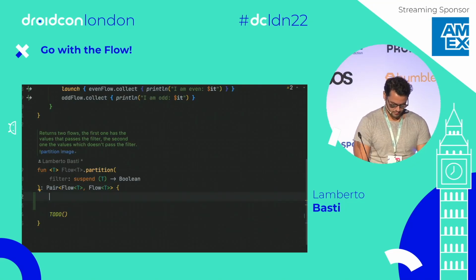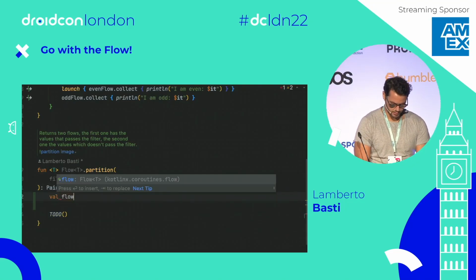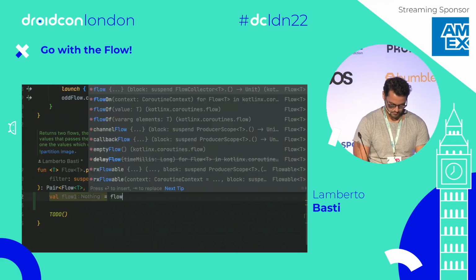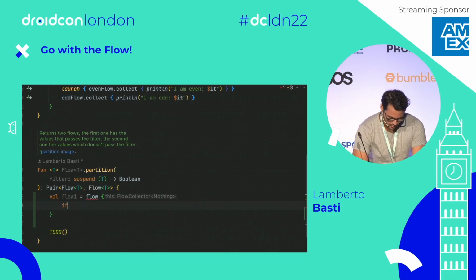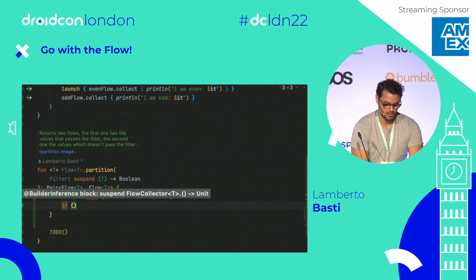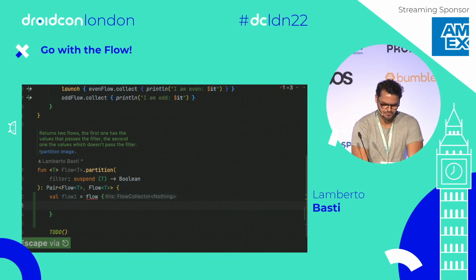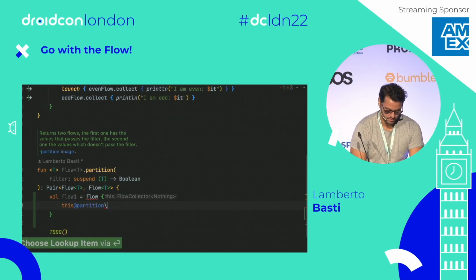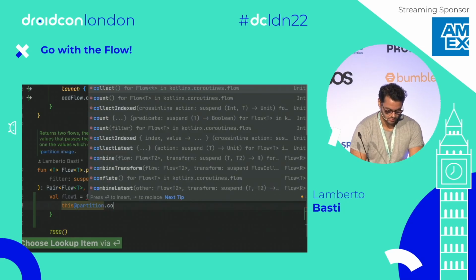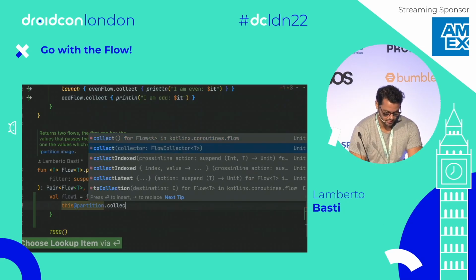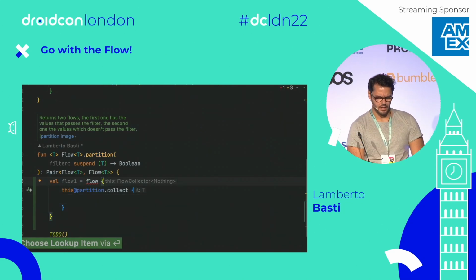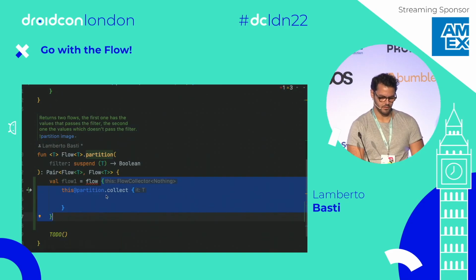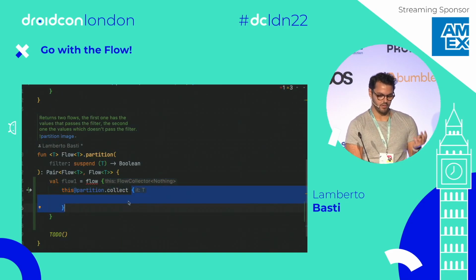Surely we need to return flows, so let's go: flow 1 equals, we use the same builder. Inside here, we want to filter the elements that come from upstream. So, how do we open the upstream flow? Well, we can do this at partition dot collect. So what we're doing here is that inside this lambda, sorry, we have two contexts available.